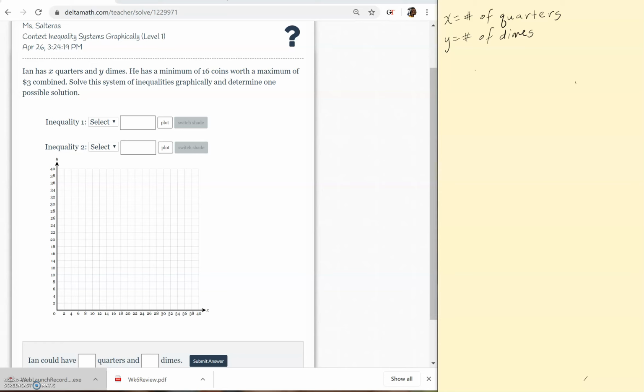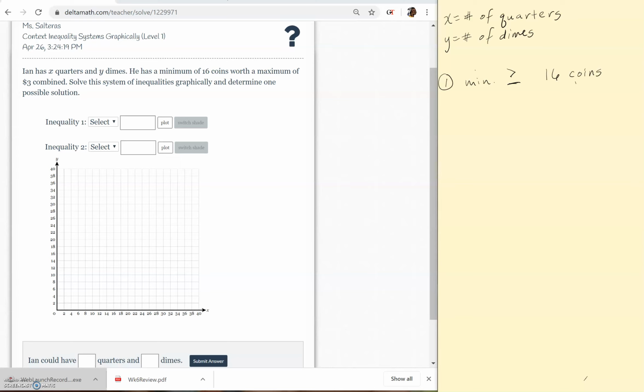All right, so our goal is to create two inequalities based off of what they are giving us. So the first piece of information they give us is that Ian has a minimum. So this is going to be our first inequality. He has a minimum of 16 coins. All right, minimum means it can equal 16 coins, or it can be more than 16 coins. So our inequality here is going to be the greater than or equal to sign. It has to be equal to 16 coins, but it can be more than 16 coins.